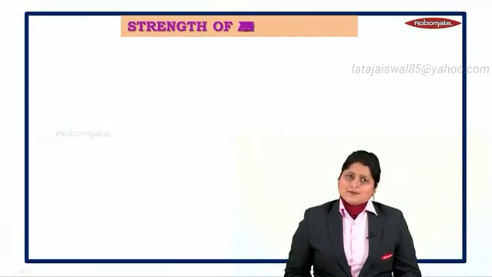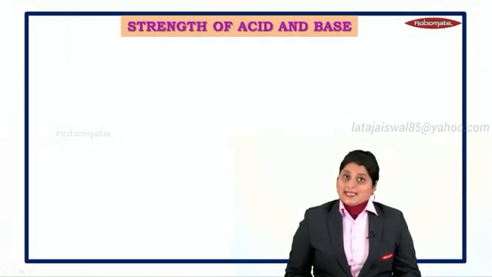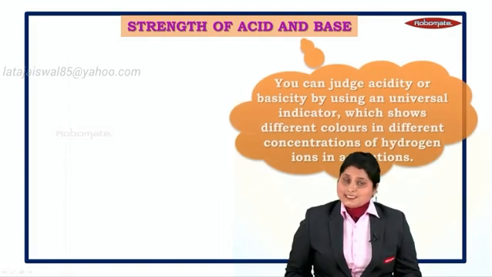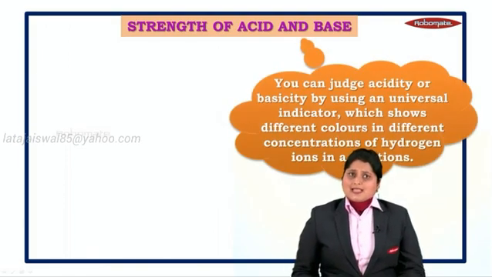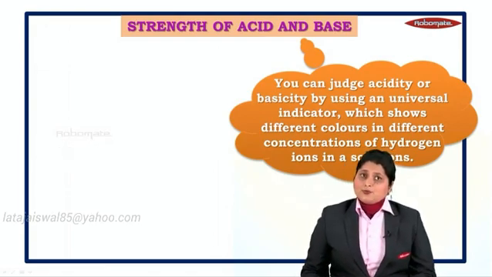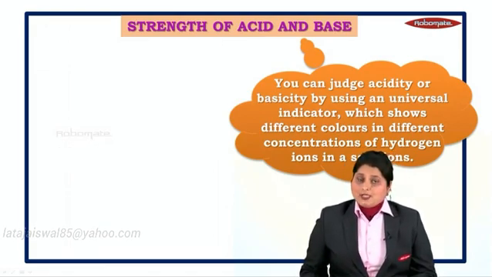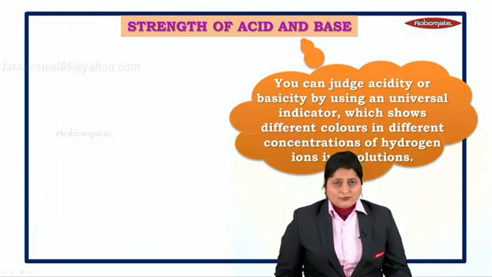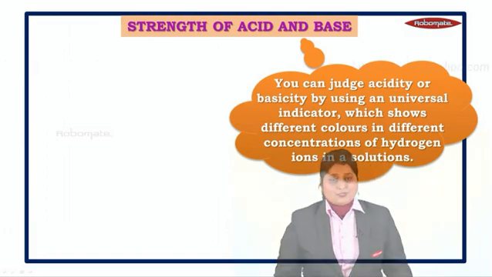Students, let's learn something more about acid and base, and that is the strength of acid and base. How strong or weak is an acid, and the same goes for a base. Let's learn something in detail. You can judge acidity or basicity by using a universal indicator, which shows different colors in different concentrations of hydrogen ions present in the solution.